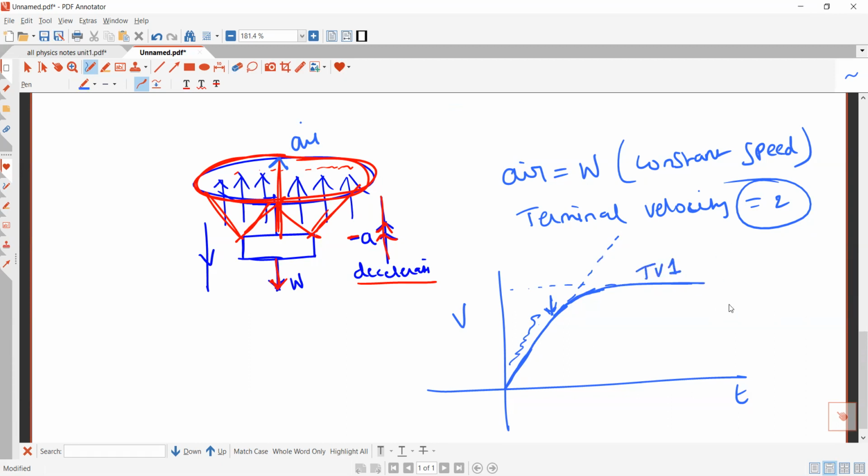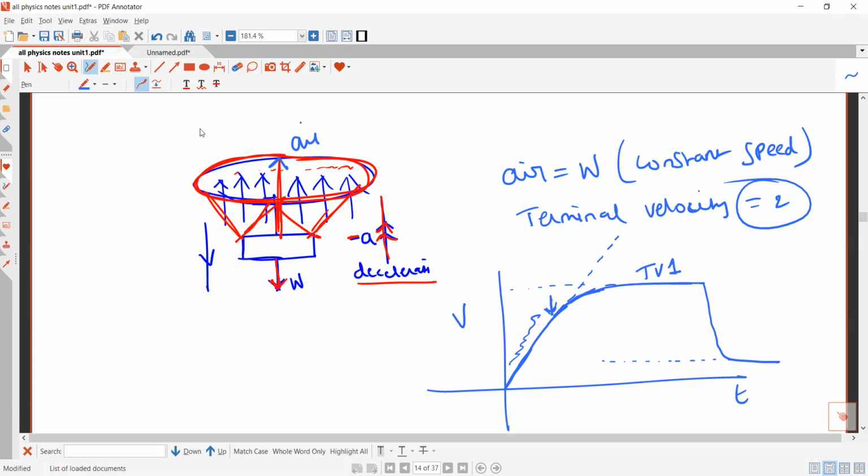After that, suddenly the parachute opens. If the parachute opens, there is a sudden deceleration. Okay, not this quickly though. It will take some time. And after some time, it reaches terminal velocity again. This is terminal velocity number 2. Everyone understood the graph? I'll show you the graph now.